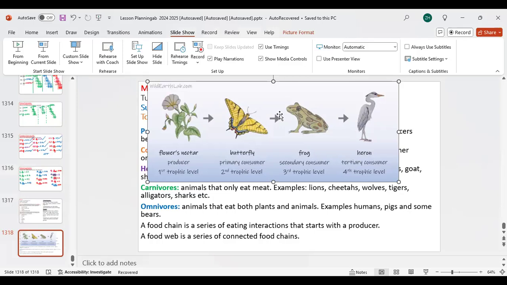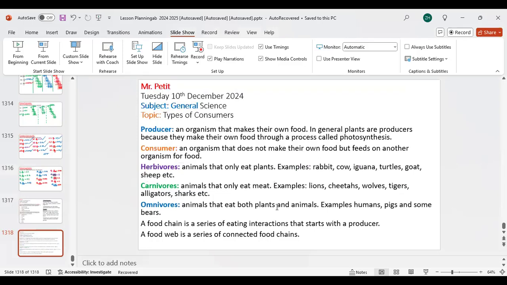What do we call this, by the way? The food chain. This is a series of eating interactions. This is the food chain. So the food chain is linear. It's nice, right? It's calm, peaceful, serene, right? Let me show you another example of a food chain.